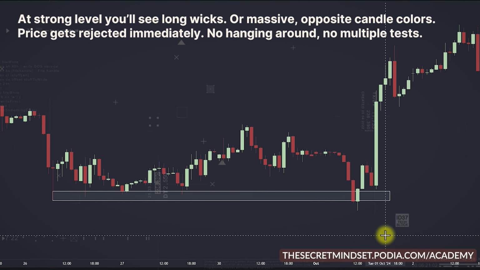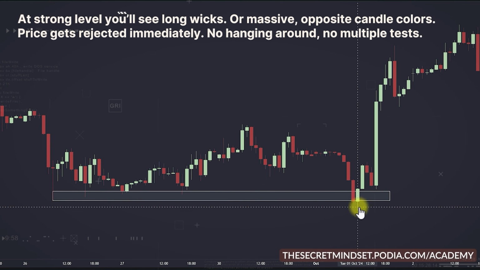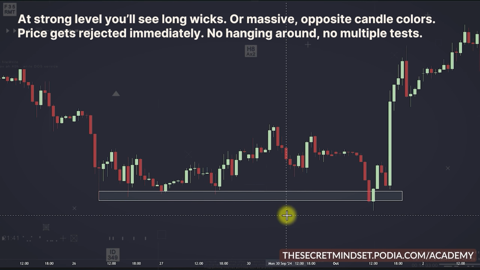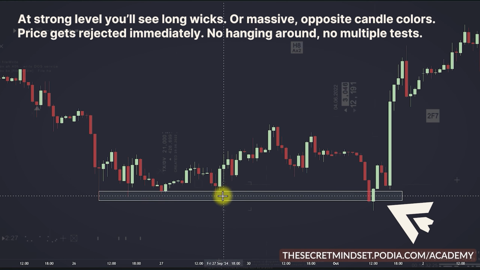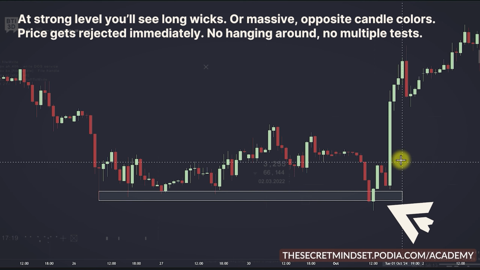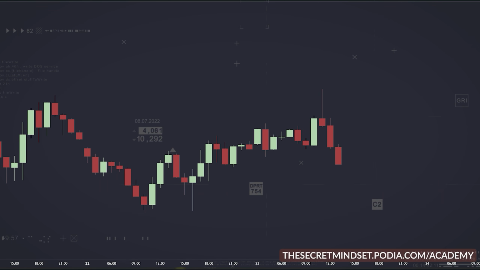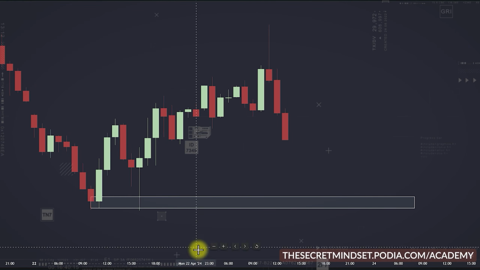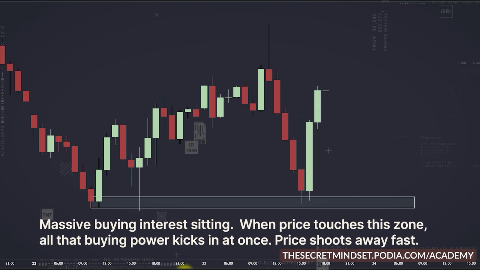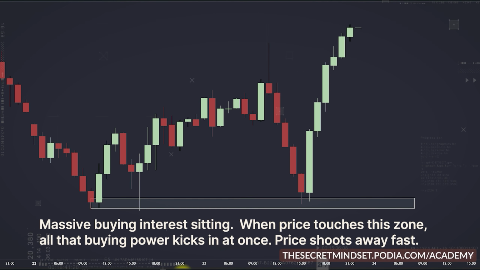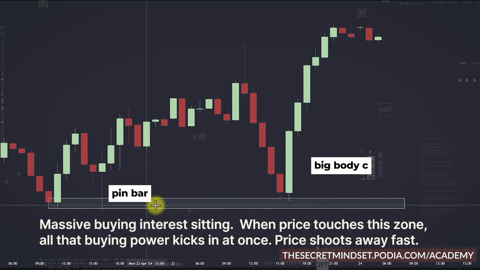When price hits a truly strong level, it bounces hard and fast. You'll maybe see long wicks on the candles, or you'll see massive opposite candle colors. Price gets rejected immediately. No hanging around, no multiple tests. This happens because there's massive buying interest sitting at that level. Smart money has placed their orders there. When price touches that zone, all that buying power kicks in at once. Price shoots away from the level like it hit a trampoline.